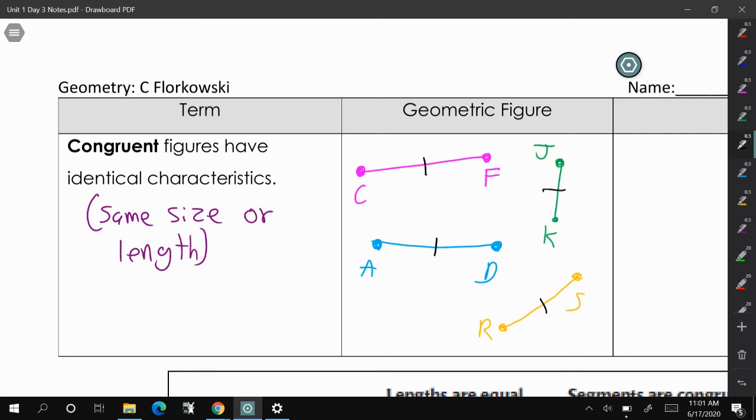I said that CF and AD are congruent to each other, and that JK and RS are congruent to each other. So to show this, we would put two markings here. So now this picture shows that JK and RS are congruent to each other only, and that CF and AD are congruent to each other only, and that you can't say CF is congruent to JK. They have a different number of tick marks on it. So that is how you can differentiate between which segments are congruent to which ones.